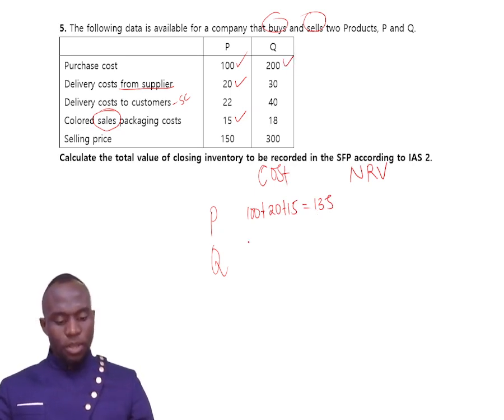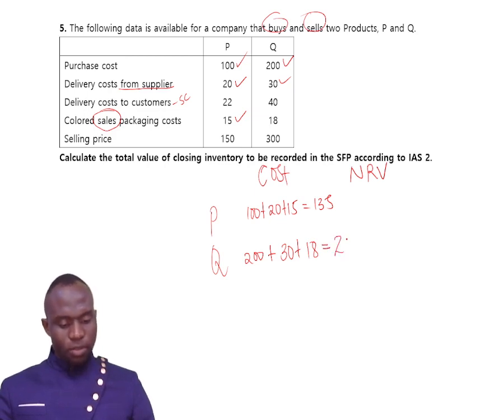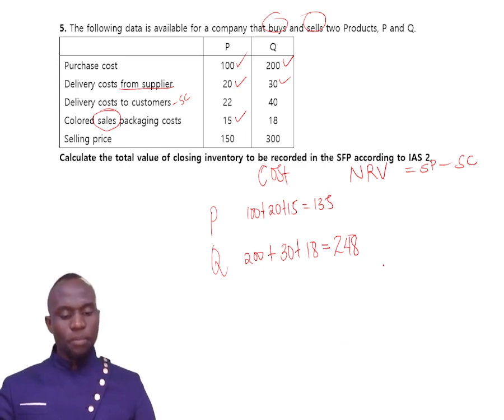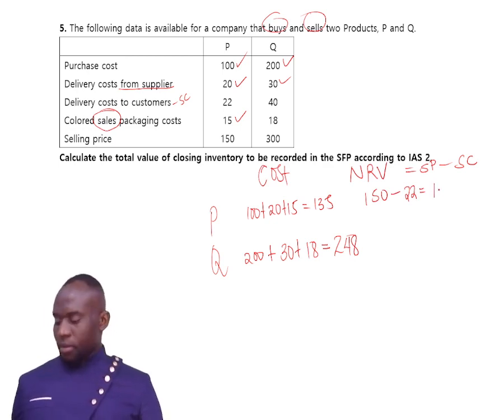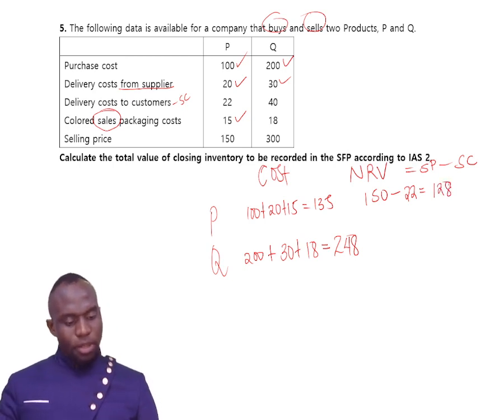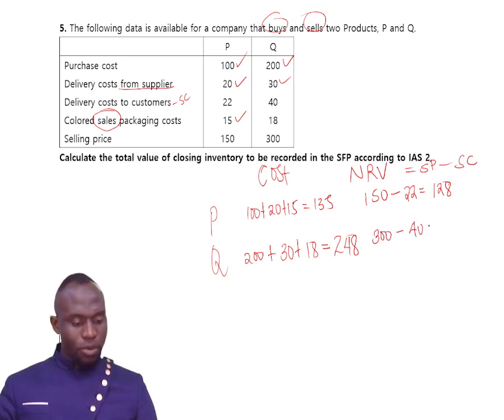And for product Q, it is 200 plus $30, then plus the $18, giving us 248. Then what is net realizable value? We said it is selling price minus selling cost. So for product P, it is 150 minus the $22, so we get 128. Then for product Q, it is 300 minus 40, we get $260.